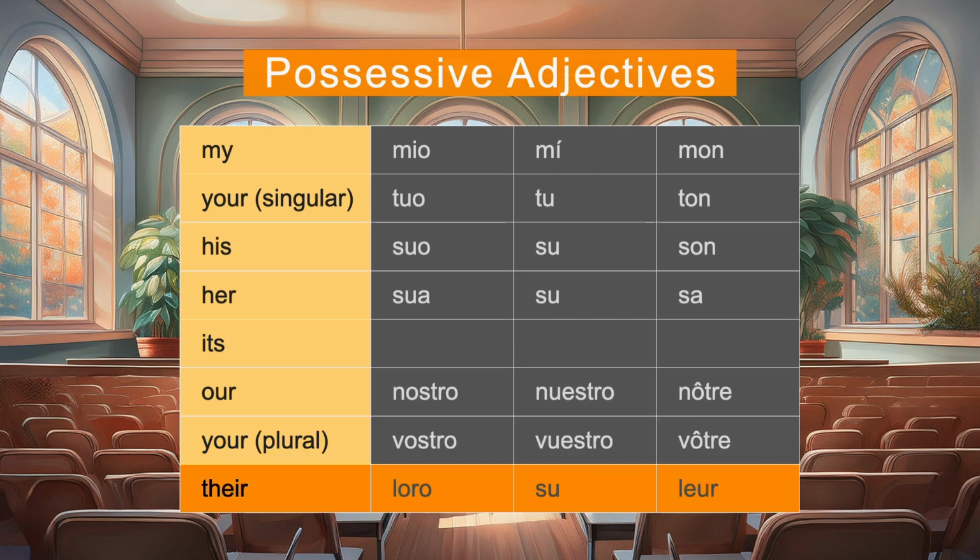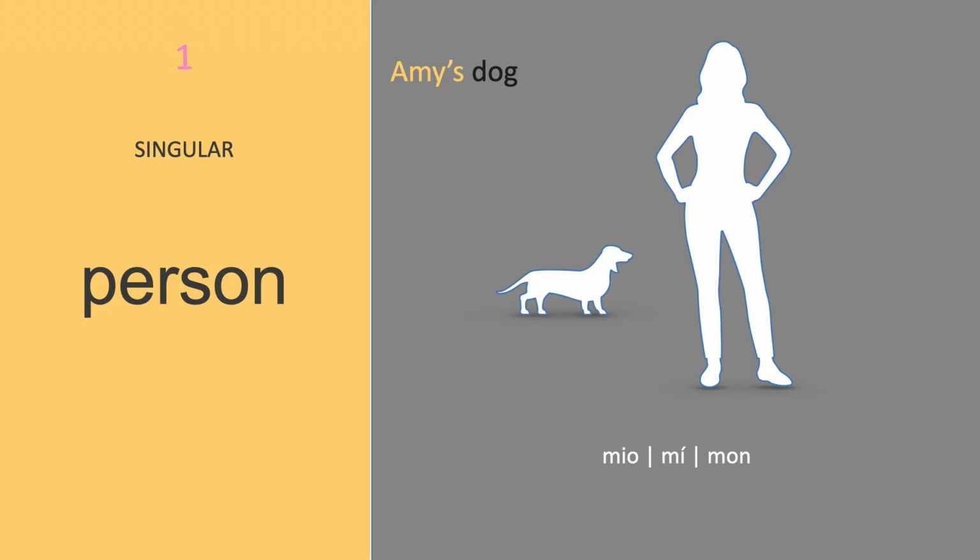If you are talking about a group of people who are a little further away, or just in general, their, their, their. Let's look at some examples of how to use possessive adjectives. Remember, to show possession of a noun, you can just add apostrophe S.